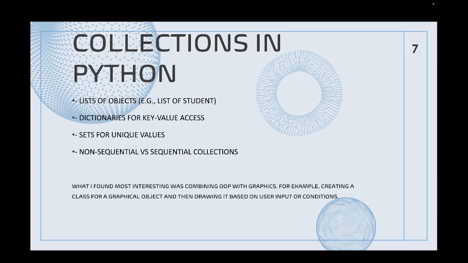Collections in Python. A list of objects would be, for example, a list of students, list of teachers, list of colors, list of pets; dictionaries for key-value access, sets for unique values, and non-sequential versus sequential collections. What I found most interesting was combining object-oriented programming with graphics. For example, creating a class for a graphical object and then drawing it based on user input or conditions.